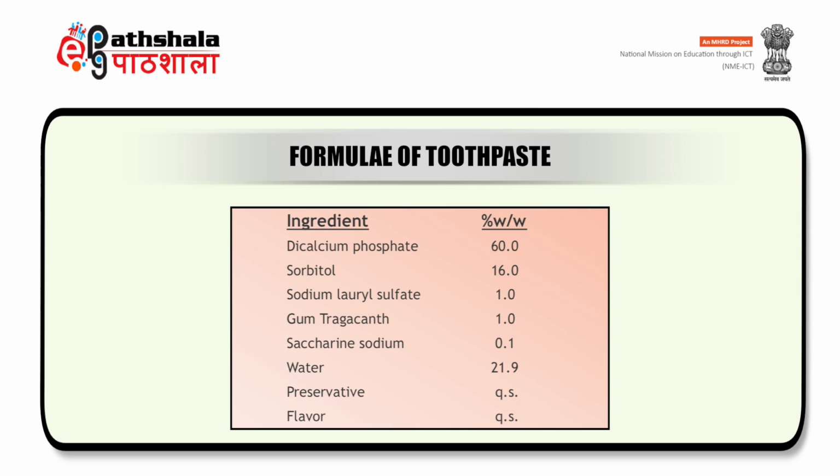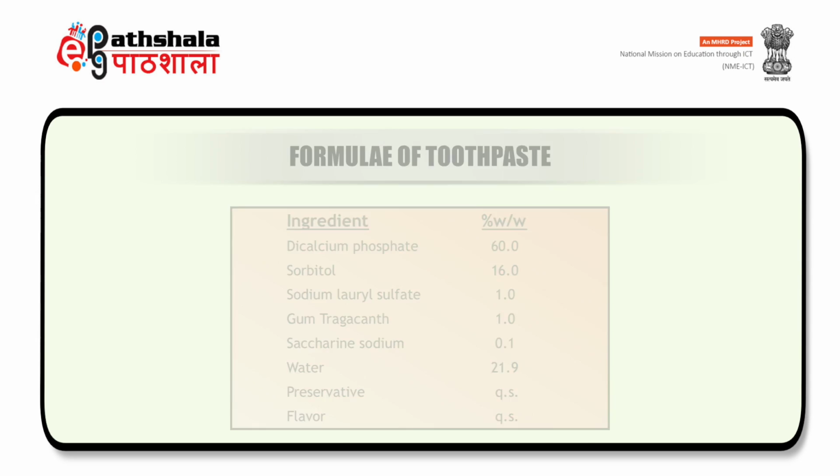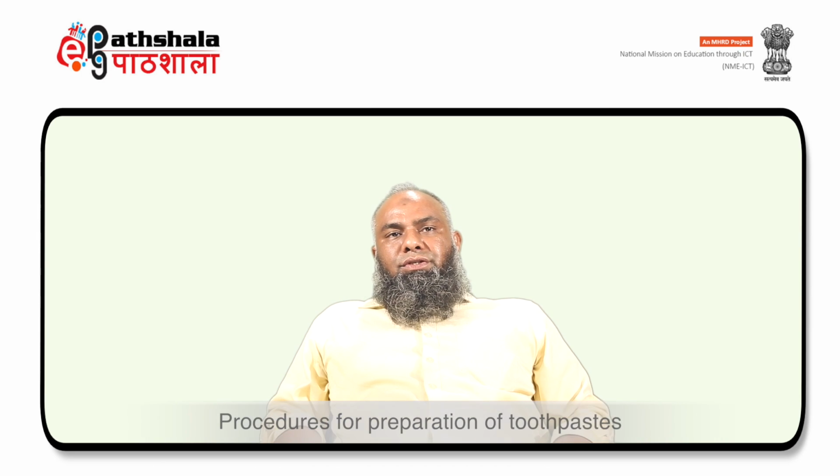Formula 3 has dicalcium phosphate as the abrasive, sorbitol as the humectant in place of glycerine, sodium lauryl sulfate as the surface active agent or detergent, gum tragacanth as binder, saccharine sodium as the sweetening agent, water as the solvent, preservatives and flavors. Move on to the preparation of toothpastes.